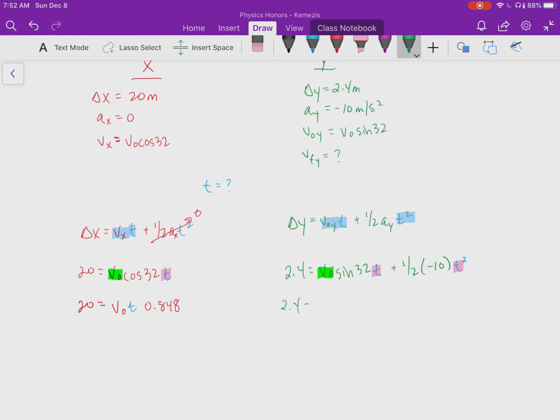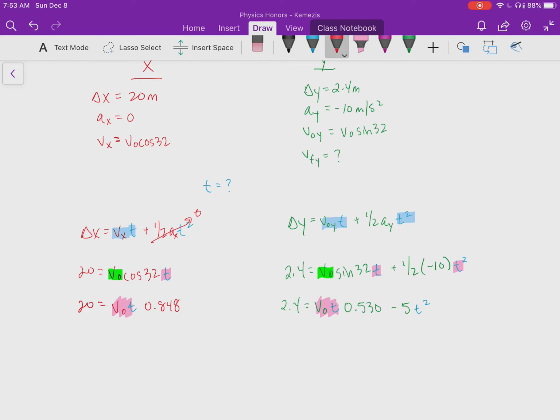And then I can do the similar thing over here. 2.4 is equal to v naught t times 0.530 plus 1/2. Now just do this math here. We get negative 5 t squared, right, 1/2 negative 10 is negative 5 t squared. If you notice, we have a v naught t and v naught t, right? So if I can isolate v naught t, then I can plug in for v naught t on the right side. It's just a little math trick. You don't have to always solve for one variable.